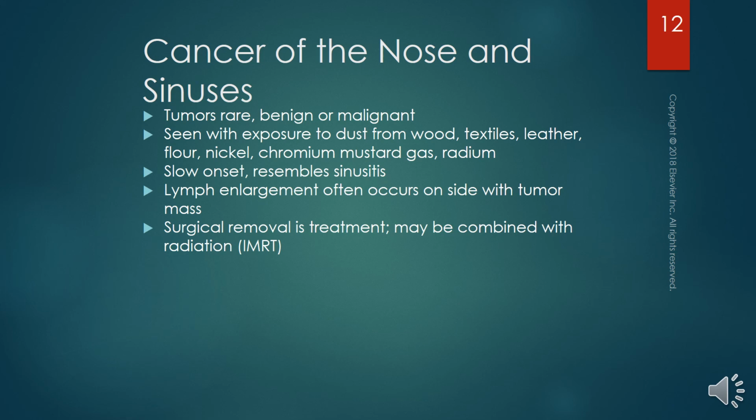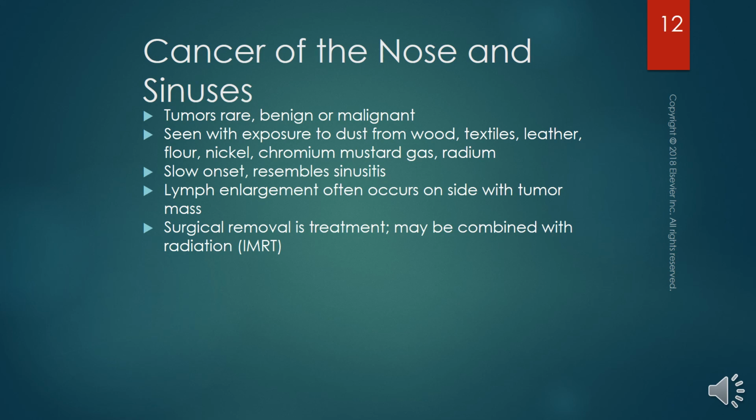So how do we identify these types of cancer? We're going to find them on x-rays, CTs, or MRIs, and then they'll do a biopsy to confirm that it is cancer. Usually, nasopharyngeal cancers are removed by surgery, and they can have radiation and chemotherapy in conjunction with that.